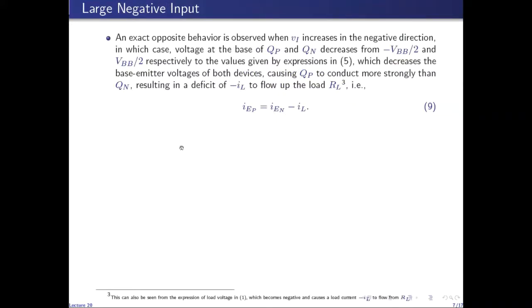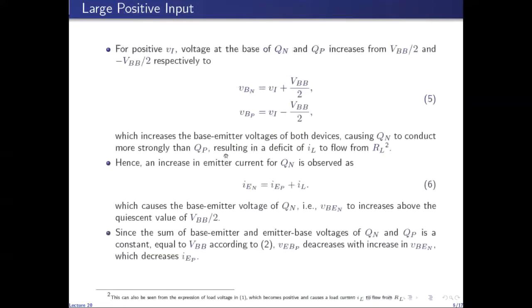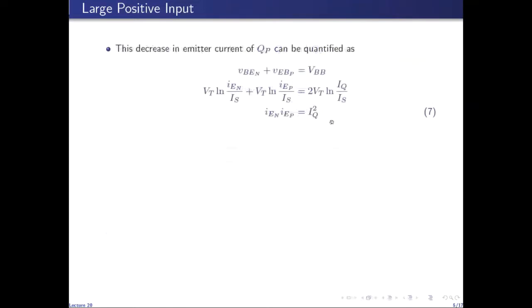For negative values of VI, an exact opposite behavior is observed. So the voltage at the base of QP and QN, for negative values of VI, decreases. The voltage at the base of QP is minus VDB by 2 under quiescent state, and the voltage at the base of QN is VDB by 2. So when we apply negative voltage VI, it decreases from minus VDB by 2 and VDB by 2 respectively to the values that I gave in this expression here. So VI, because it's negative, the voltage at the base will decrease now.